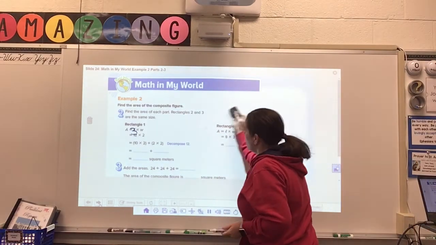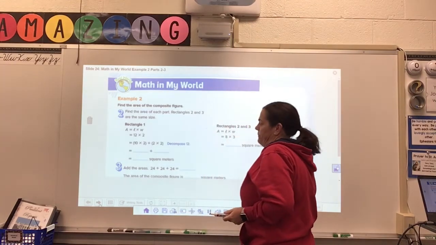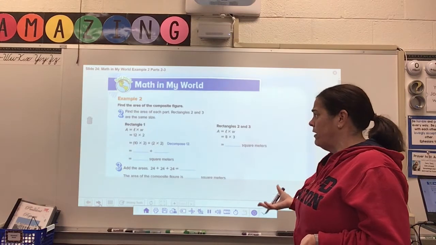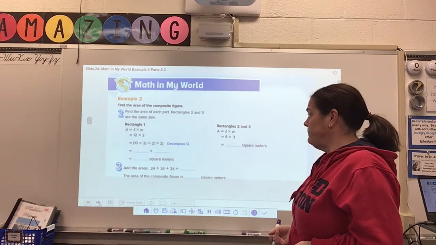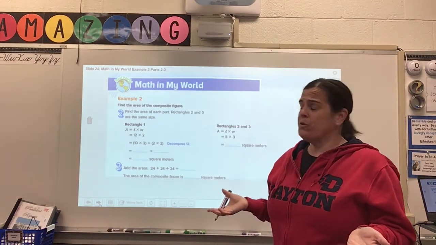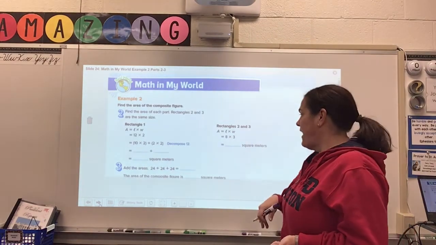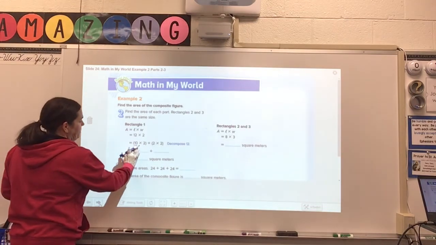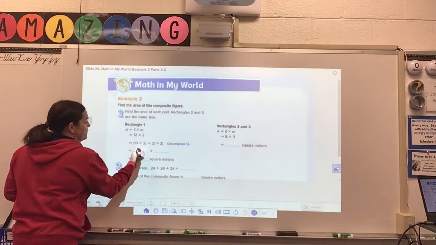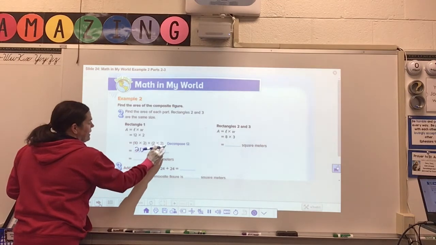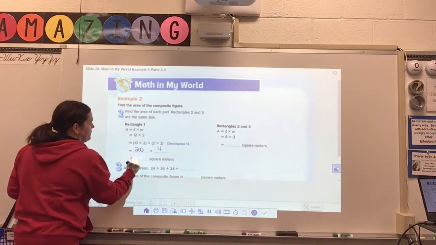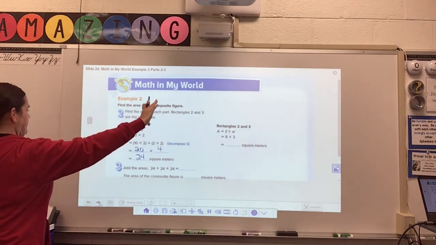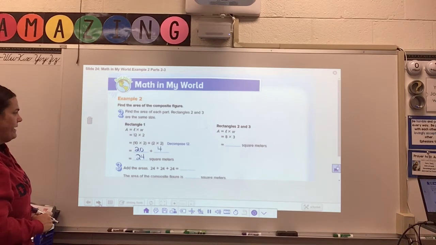Let's find the area of rectangle 1. So our formula, of course, is area equals length times width. For that rectangle, it was 12 times 2. And I know you can probably do 12 times 2. In the book, they have us decompose it just to practice the distributive property. We've got 10 times 2 is 20. 2 times 2 is 4. 20 plus 4 is 24. So that first rectangle, that part across the top, has an area of 24 square meters.